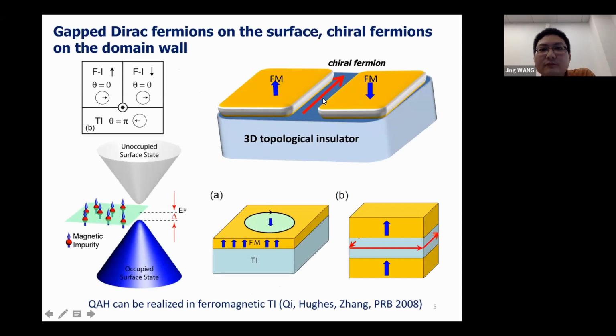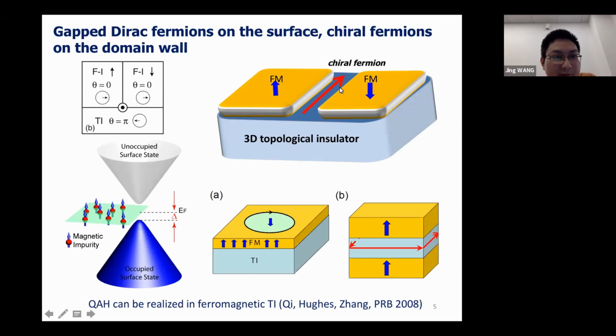you will get the gapless chiral edge mode residing on this domain wall boundary. That's very simple, because for this ferromagnetic domain wall, you get an up domain and a down domain, which both gap the surface Dirac cone. But at the domain wall boundary, the ferromagnet is in plane, which will not gap the gapless Dirac cone. So at this domain wall boundary, you get a chiral edge mode.